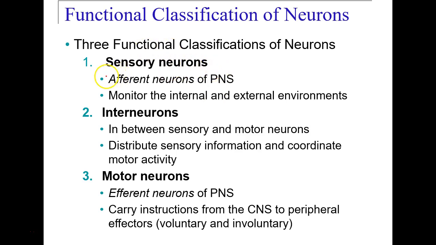Okay, so looking at another way of labeling these neurons, sensory neurons are also known as afferent. So we are picking up information. We're monitoring the environment within and without. Interneurons, these are between sensory and motor neurons. We are distributing that sensory information and deciding where to act on a motor neuron. Motor neurons, also known as efferent neurons, we are carrying out the instructions from the central nervous system.